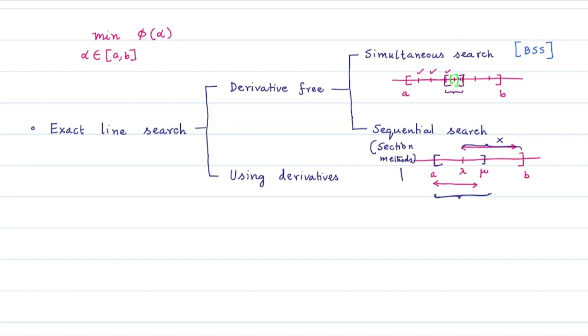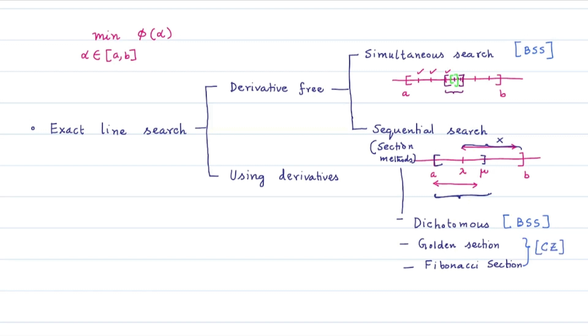Common section methods that are popular in optimization algorithms are dichotomous search, the golden section method, and the Fibonacci section method. For the dichotomous search, you may please visit the book by Bazaraa, Sherali and Shetty. And for a fabulous discussion on the golden section method and Fibonacci section method and their interrelationship, please visit the book by Chong and Zak.